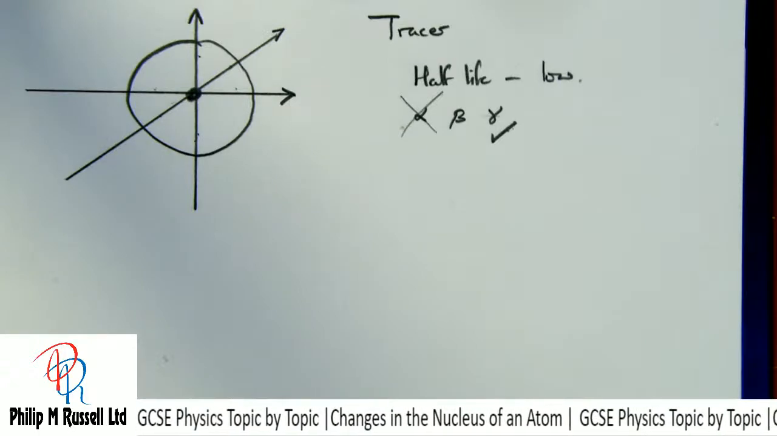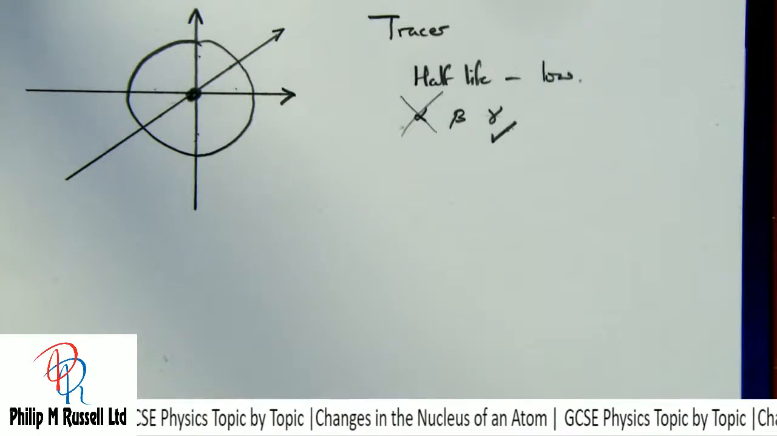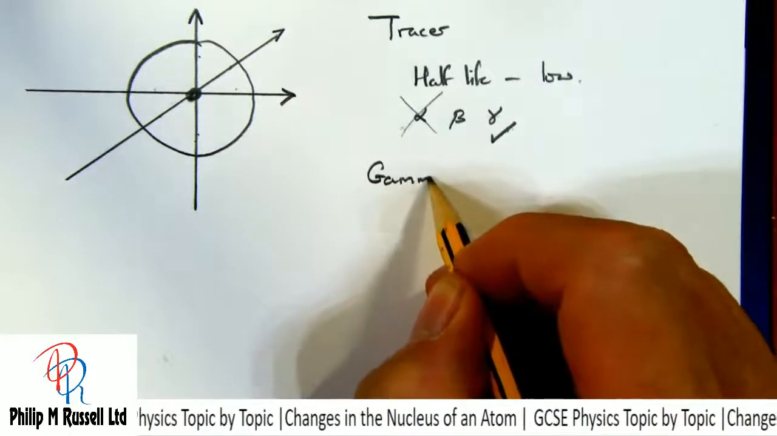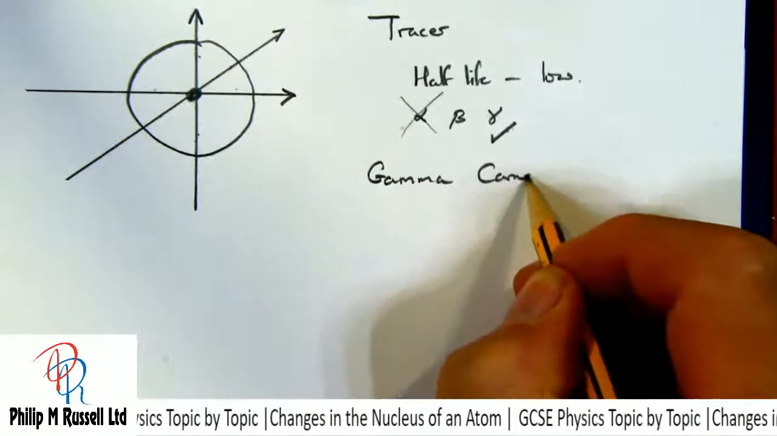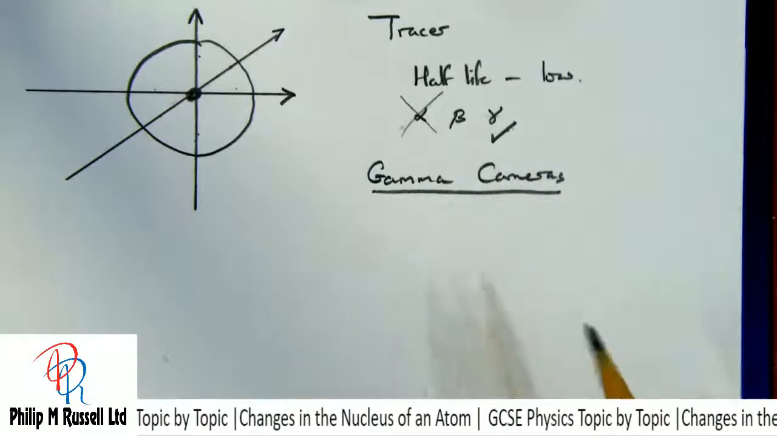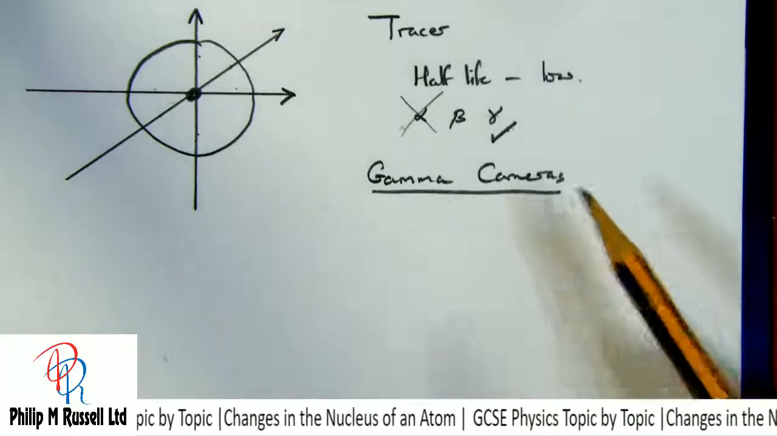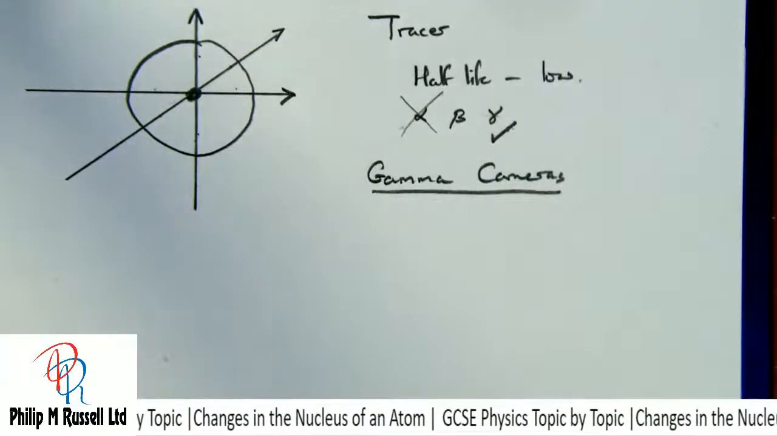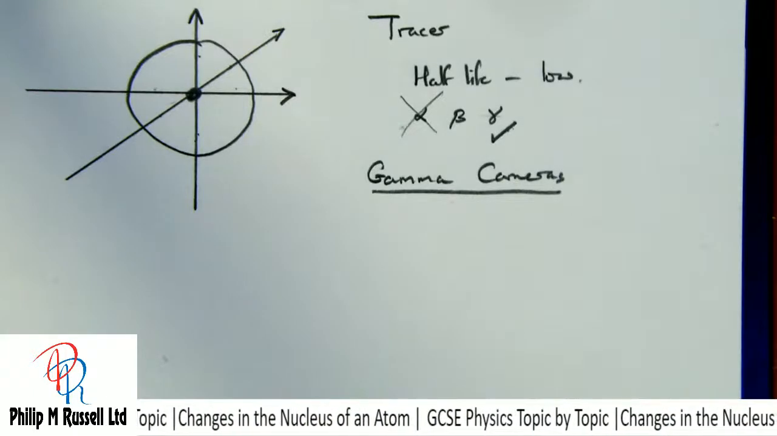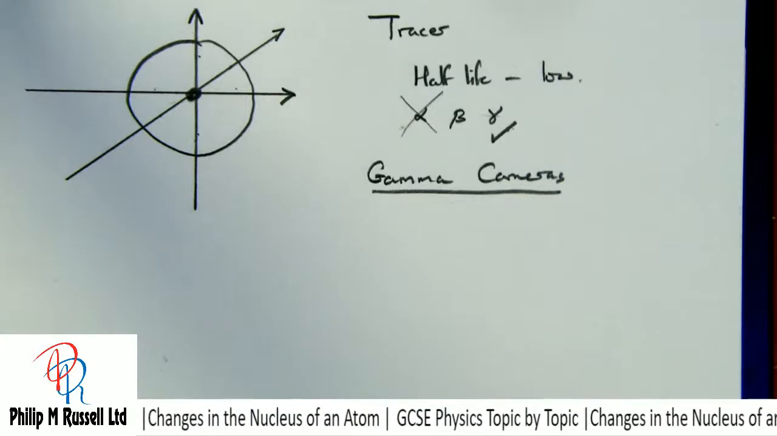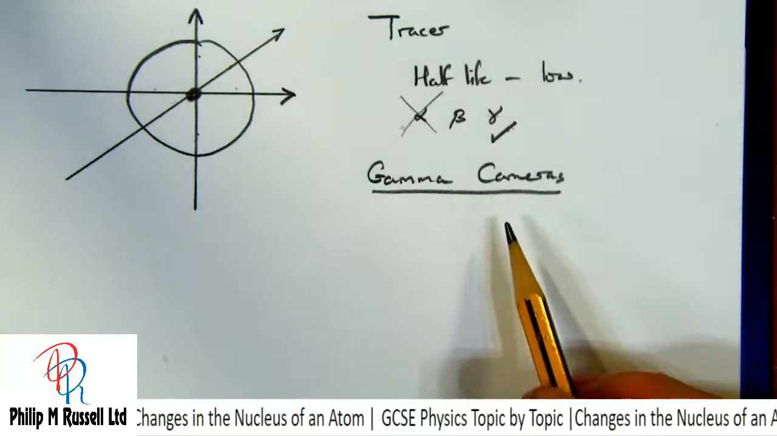We can also use gamma cameras. Simply, with a gamma camera, you'll be given this tracer and we can use this to try and take a picture of that bit of the person. It'll only record where the radioactive substance is.